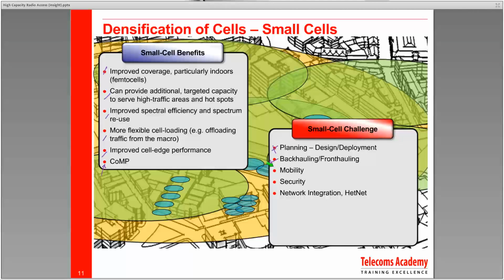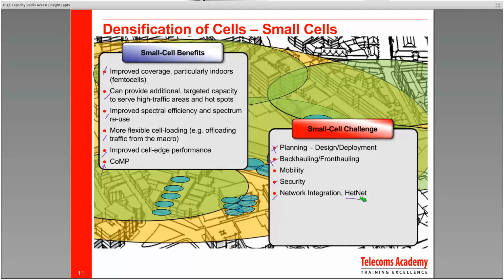Security always is an issue, not just security for the subscriber connected to the small cell, but if you're bringing the cells closer to the street, and so you're essentially hanging these access points off of lighting structures and street furniture, then the physical security of those things as well is something that needs to be thought about as part of that deployment phase. And integrating those with the rest of the network.